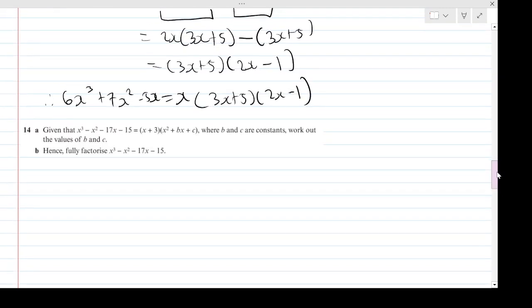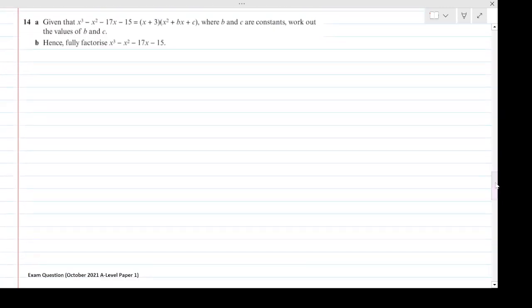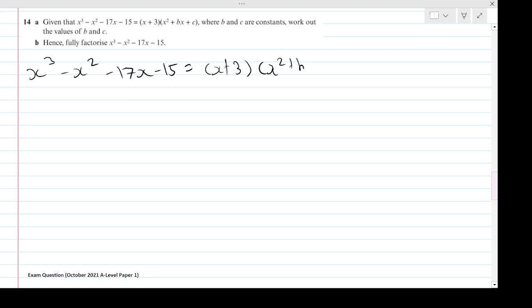Let's have a look at this next question then. So we are given this expression here. We are given that x cubed minus x squared minus 17x minus 15 is x plus 3, x squared plus bx plus c. So it's a little bit of a step up, but we can just apply the exact same knowledge that we already know to help with it. We need to find the values of b and c.